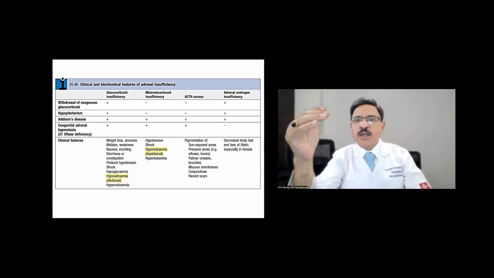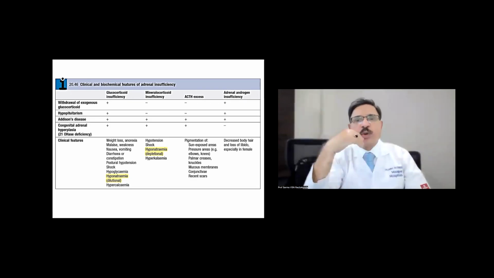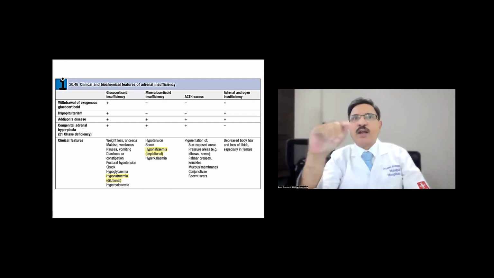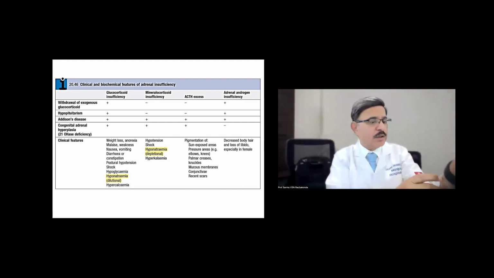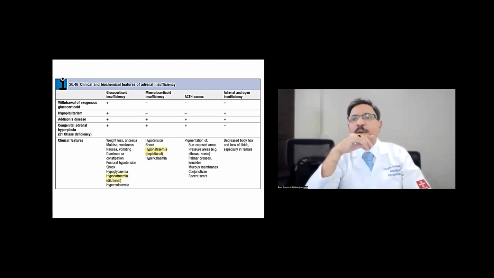So when excess ACTH is acting, there is pigmentation in sun-exposed areas, pressure areas, elbows, knees, palmar creases, knuckles, mucous membranes, conjunctiva, and scar tissues. Earlier I used to have the scars there, but nowadays it's becoming very dark. So scar tissues also get hyperpigmented.